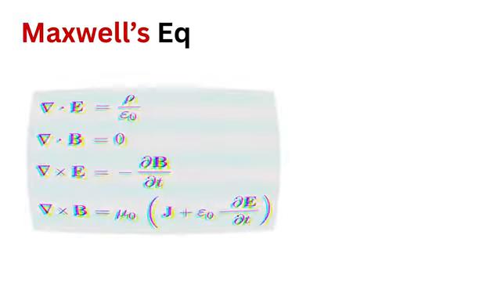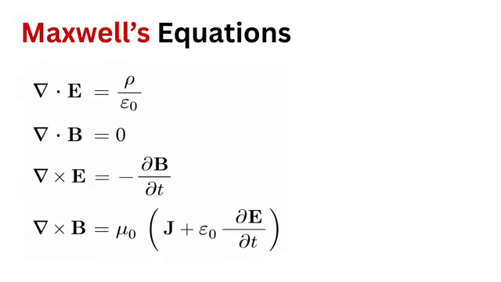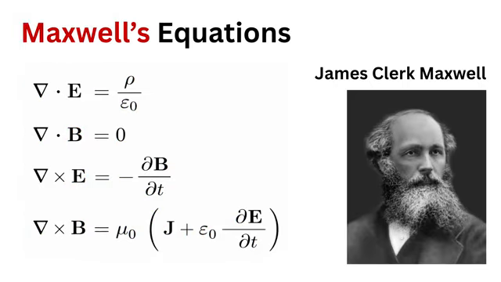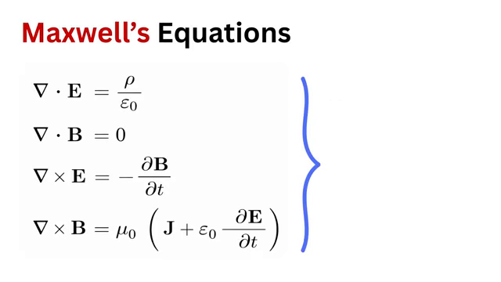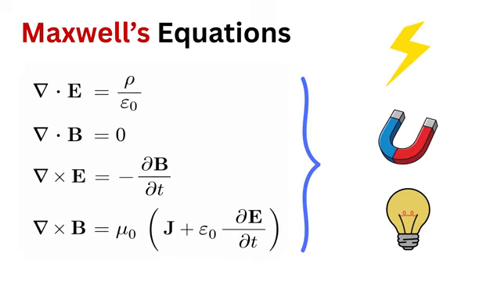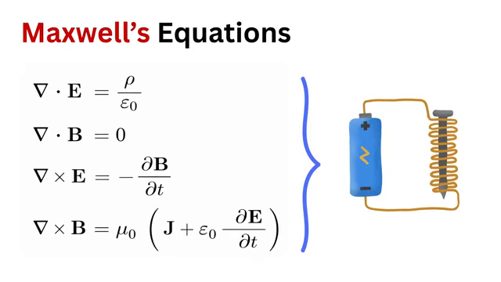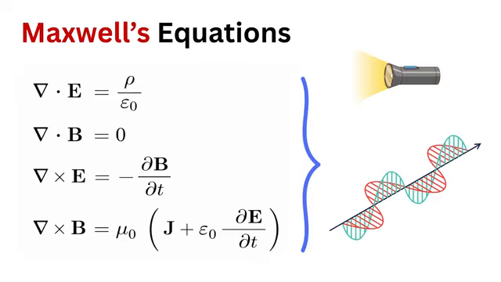Today we will be dealing with these four Maxwell's equations. The full name of Maxwell is James Clerk Maxwell. He was a Scottish physicist who compiled these four famous equations which unified electricity, magnetism, and light into one theory of electromagnetism. They explain how electricity and magnetism are deeply connected with each other and can produce or induce each other when they change with time.